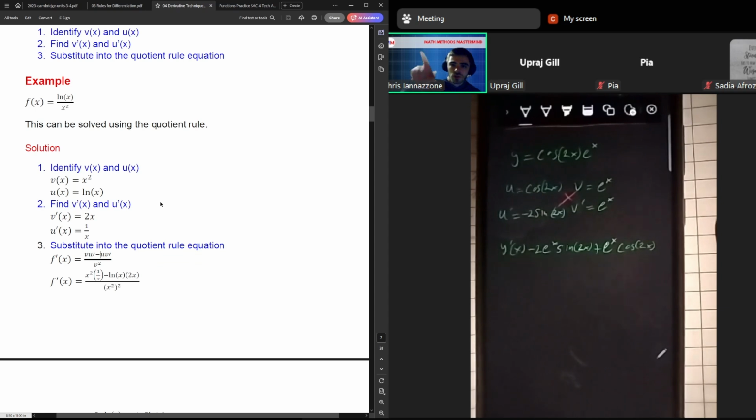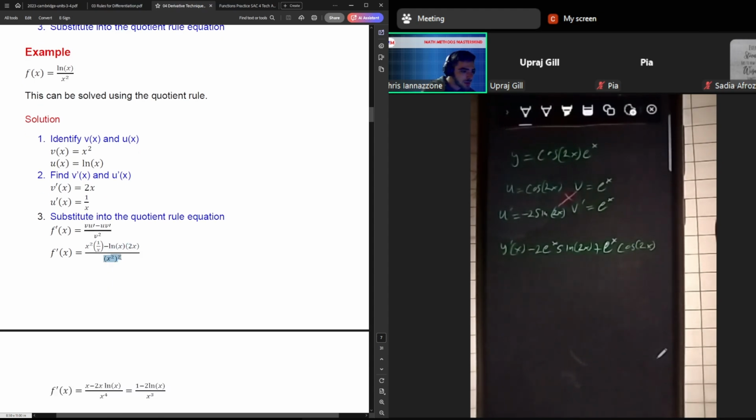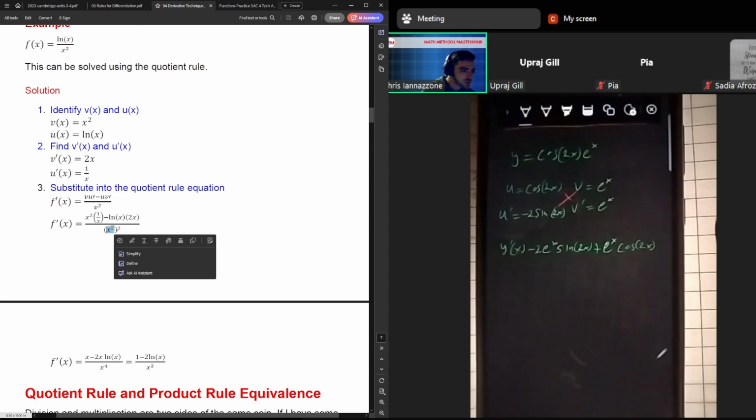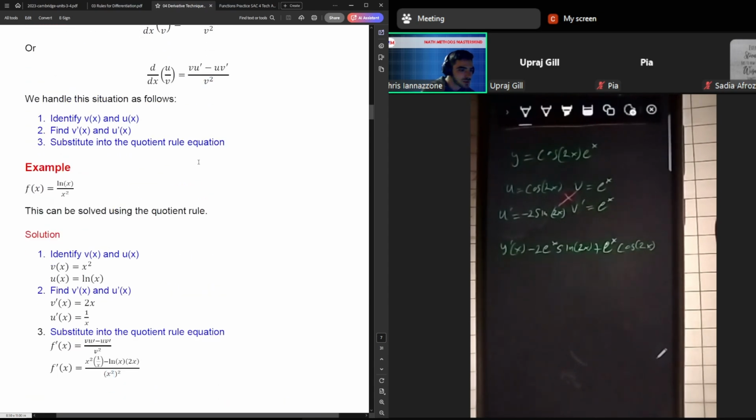This time when you do your cross product, you do a minus in between them. So VU dash is going to be x squared times 1 over x, that's that, minus UV dash, so natural log, and then 2x in that order. I've put in what V actually was. You've got to divide by V squared on all of these.